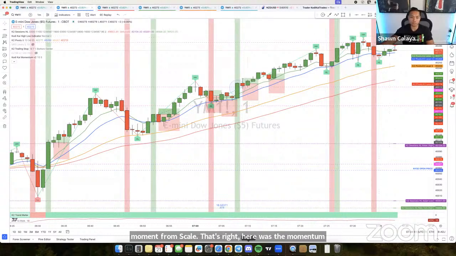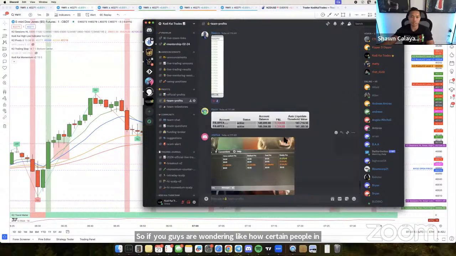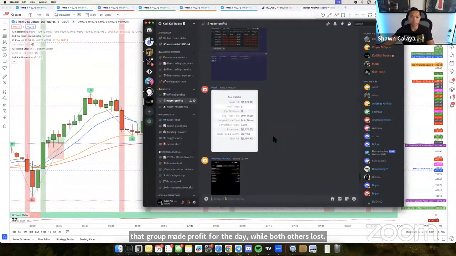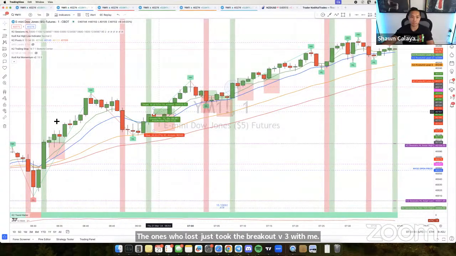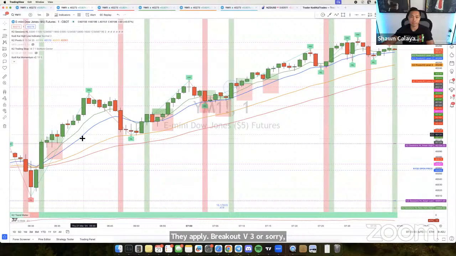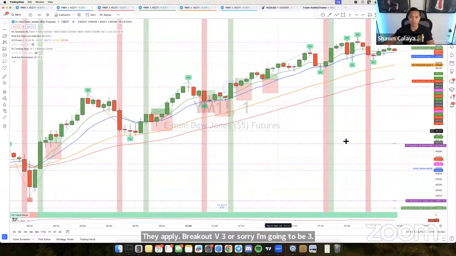So if you guys are wondering how certain people in the group made profit for the day while others lost, the ones who lost just took the breakout V3 with me. And the ones who made profit pretty much applied multiple strategies along the way. They applied momentum scalp, pivot scalp, high-low momentum scalp, MPS, V1 variation, and a couple other entries as well.